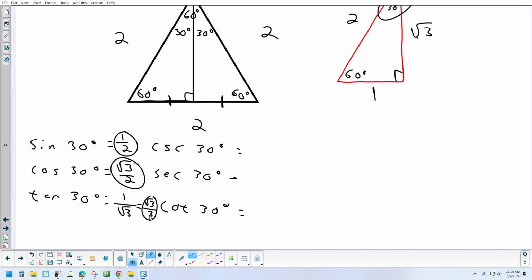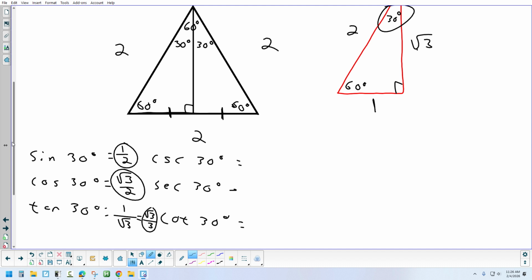Jack, what would be the cosecant? Cosecant is going to be 2 over 1, which we're just going to write as 2. How about the secant of 30? Yeah. 2 square root of 3 over 3. Yep. And what about the cotangent? It would just be the square root of 3.